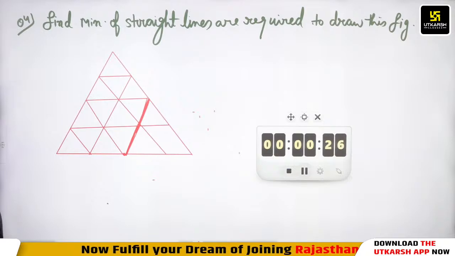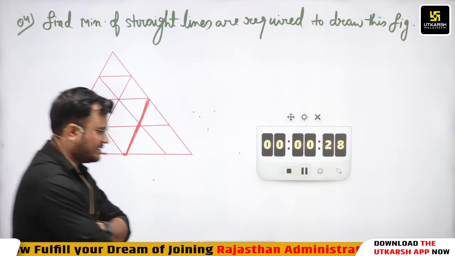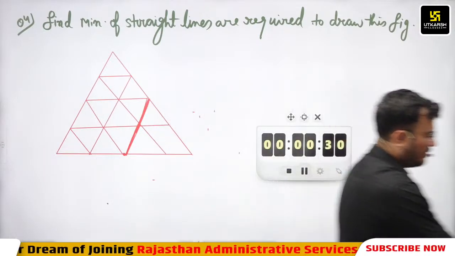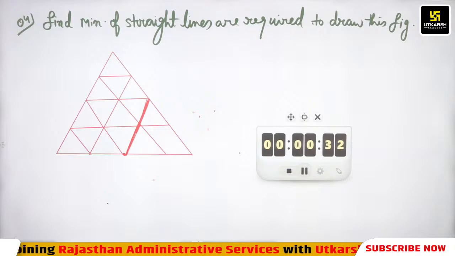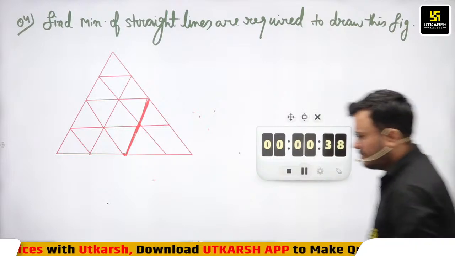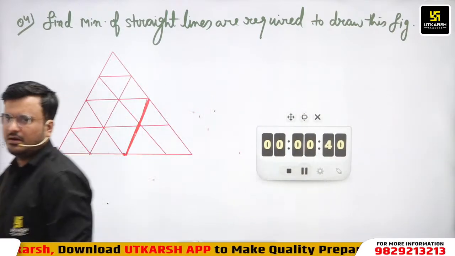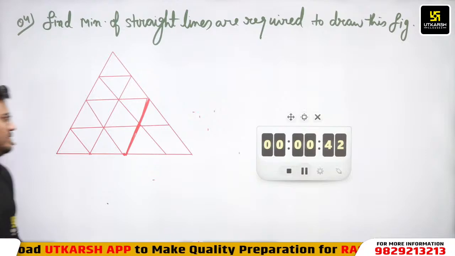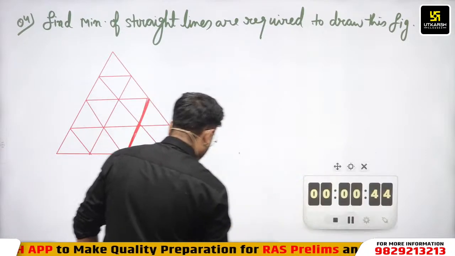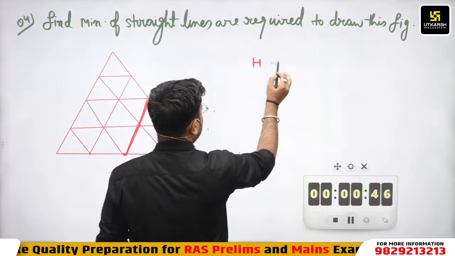And I think after these 4 examples, there will be no such kind of difficulty in counting straight lines. So you can count the number of straight lines in any type of figure. Starting with horizontal lines, how many horizontal lines are there?